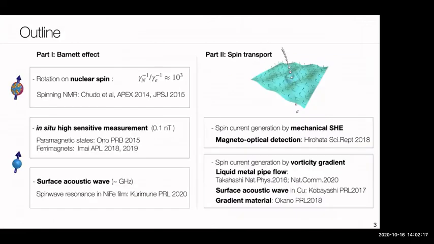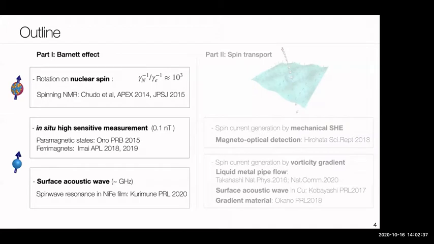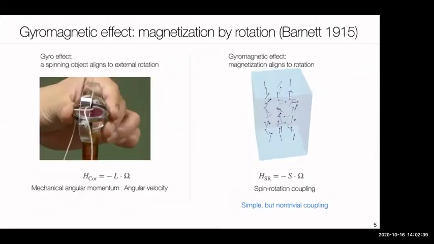So this is the outline of my talk. First, I'd like to show you our recent new type of the Barnett effect. And in the second part, I'd like to talk about the spin transport driven by the spin vorticity decoupling. Okay, so let's move on to the first part.